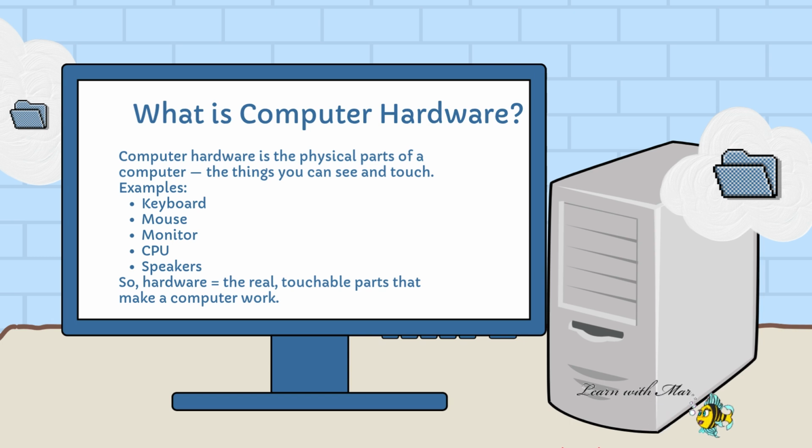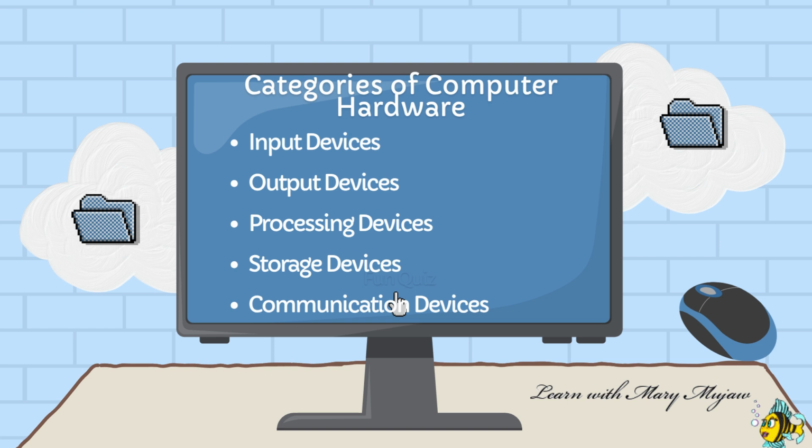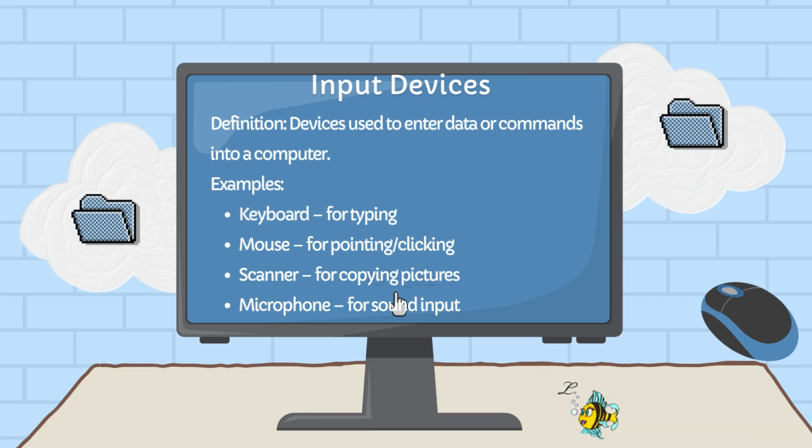Simple. What you have to know about computer hardware is that it is divided into different categories. These include input devices, output devices, processing devices, storage devices, and communication devices. Let's look at these categories one by one. And to begin with, we have the input devices.